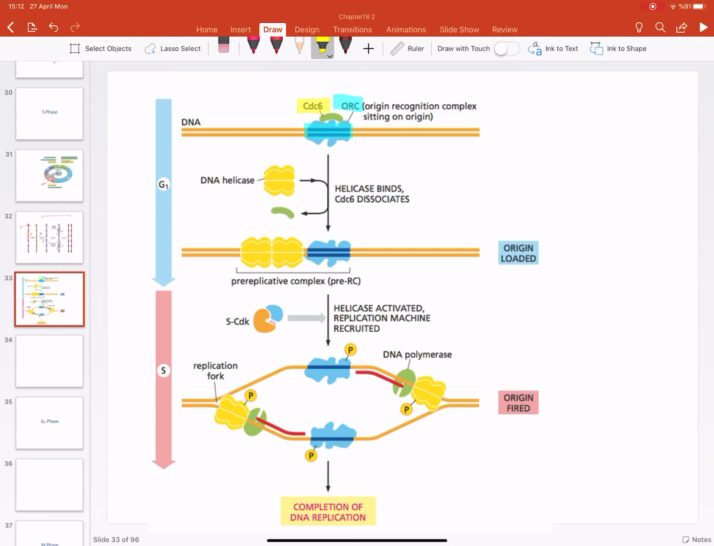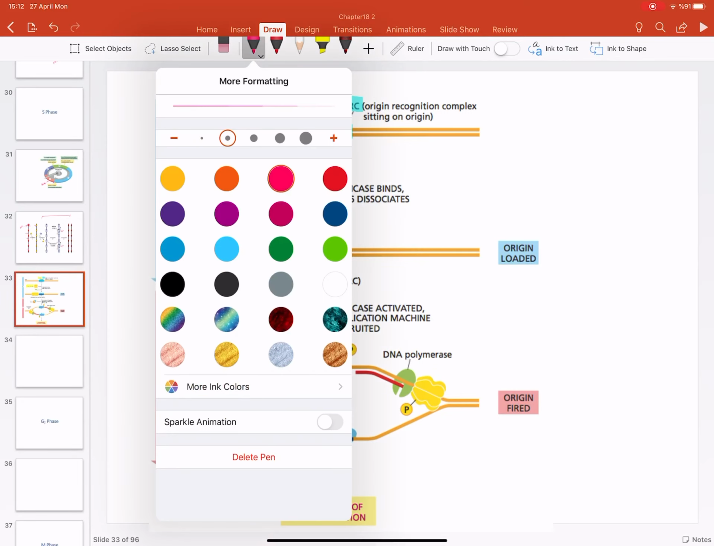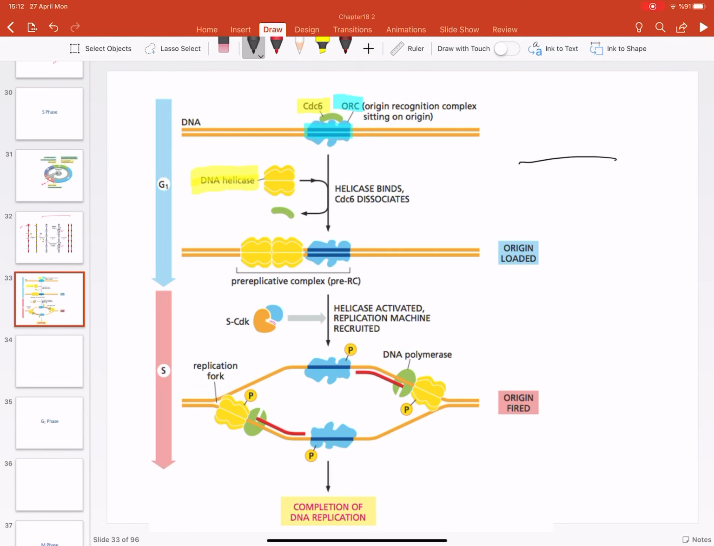And later, the DNA helicase will bind here. So if you have a DNA double helix, first you have to melt it. Without melting the DNA double helix, without opening it, DNA replication will not start. And we know that this melting is done by DNA helicase. So the joining of DNA helicase is very critical.